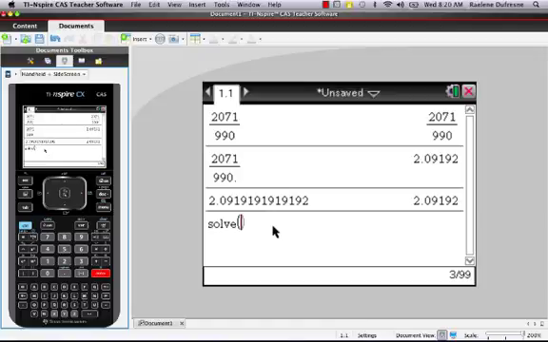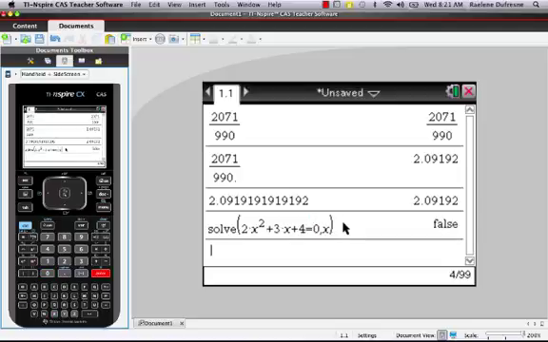So the equation is 2x squared plus 3x plus 4 equal to 0. You can't have an equation without an equal sign. And then comma, the variable of the equation, which is x. Now when we're solving, we see that we get false, because this solve is specifically looking for real solutions.